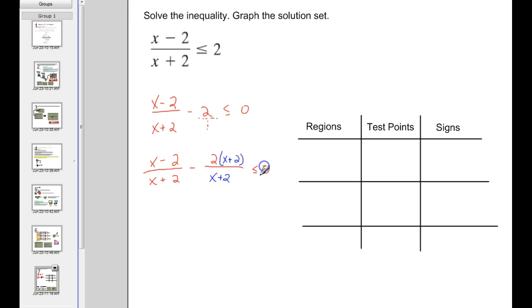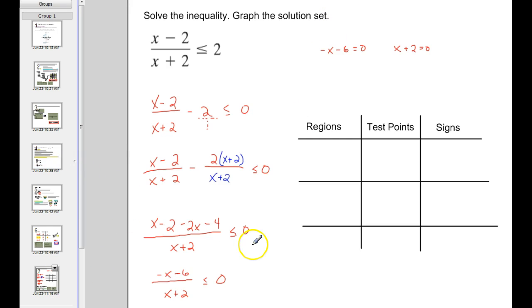Still less than or equal to 0. Okay, so x minus 2, and then this is going to be a minus 2 times x, so minus 2x. Minus 2 times positive 2 would be a minus 4, all over x plus 2, the common denominator, less than or equal to 0. All right, combine like terms: x minus 2x is negative x. Minus 2 minus 4 is minus 6, all over x plus 2. So that's a simplified, single fraction, and once I'm there, I'm ready to do the steps that we talked about.